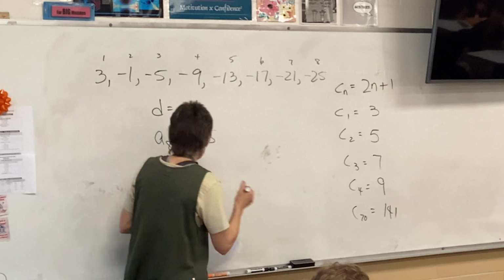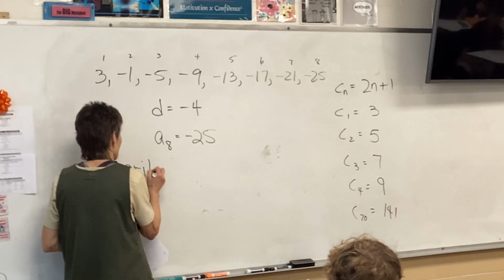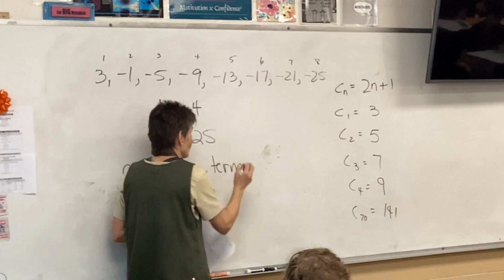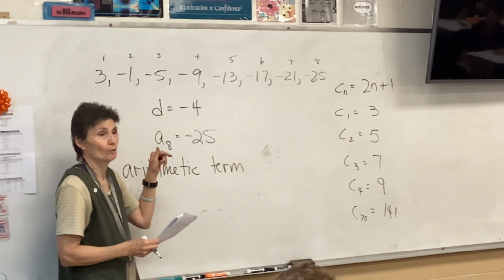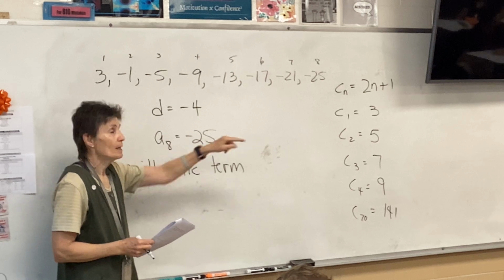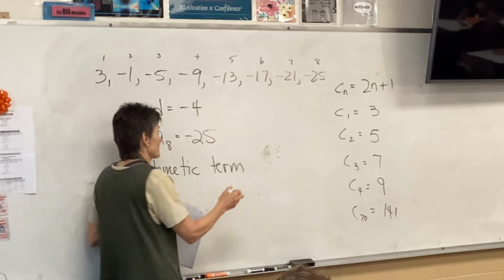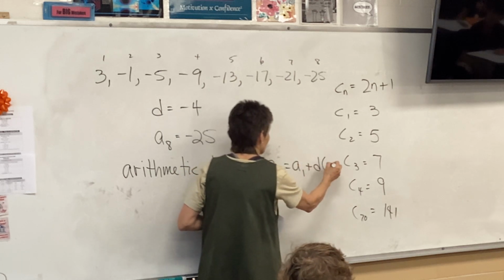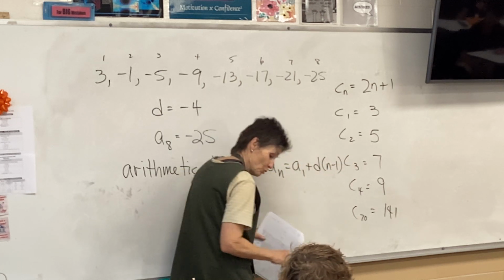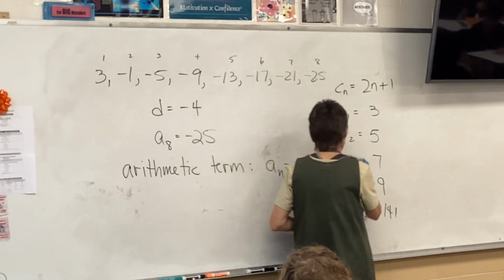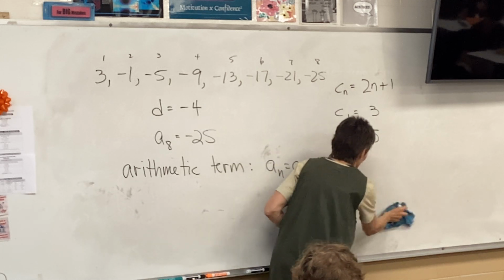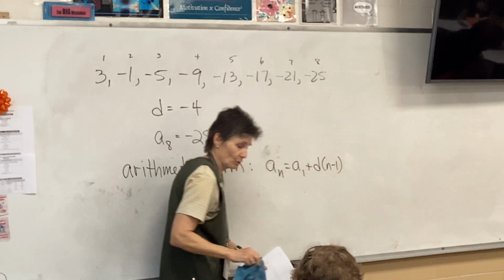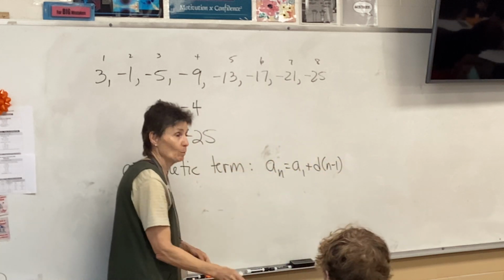So your arithmetic term formula. In other words, if you want to find a term down the road of an arithmetic sequence, your formula is this. Now again, you do not have to memorize it, although after you use it a few times, you'll probably have memorized it. But you have to know how it works. So here's how it works.